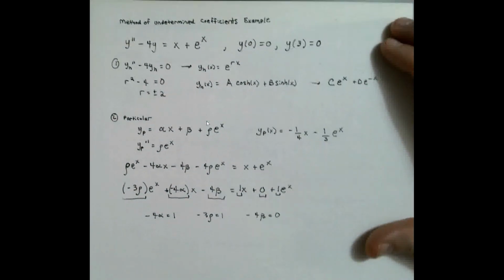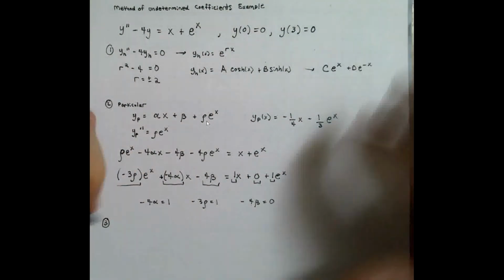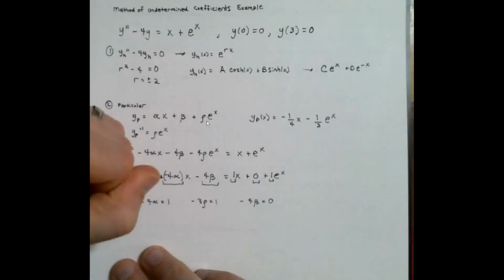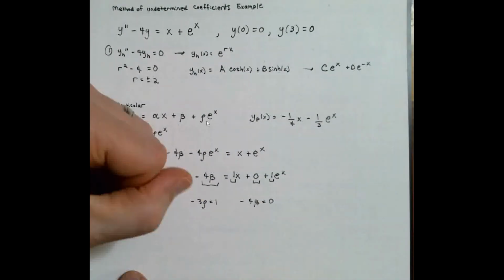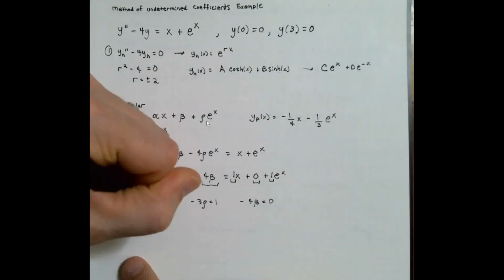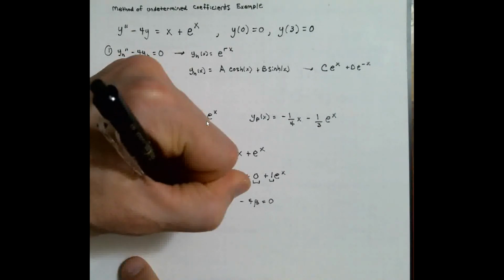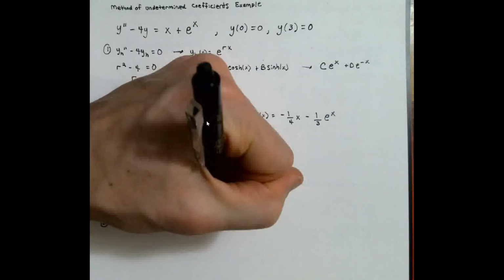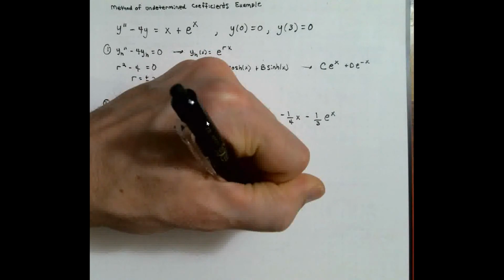So at this point, we're ready to go to our final step, which is generating our full solution. So our general solution, which we have not used these conditions whatsoever, is the sum of our homogeneous solution, a cosh of x plus b sinh of x, and then plus our particular solution, which is minus 1/4 x minus 1/3 e to the x.